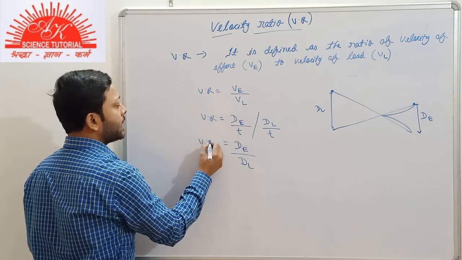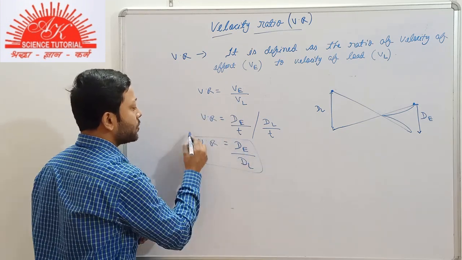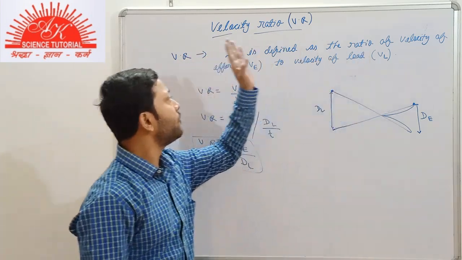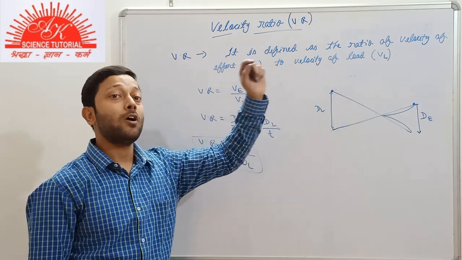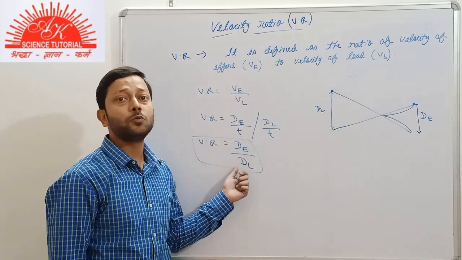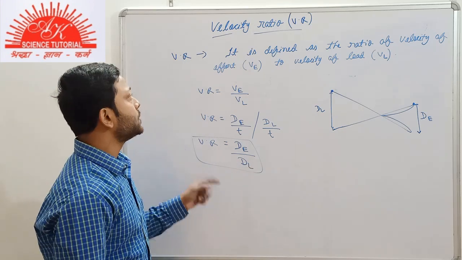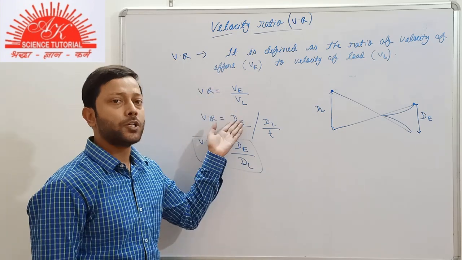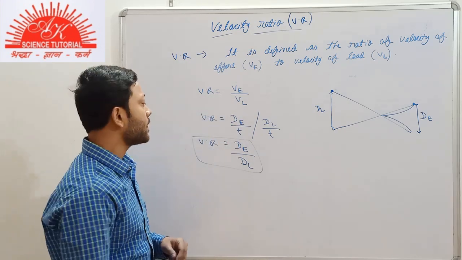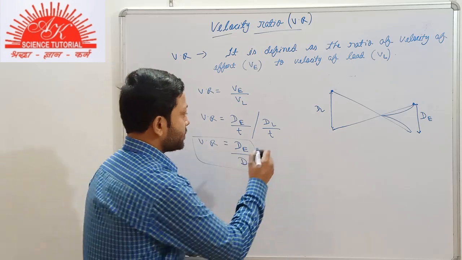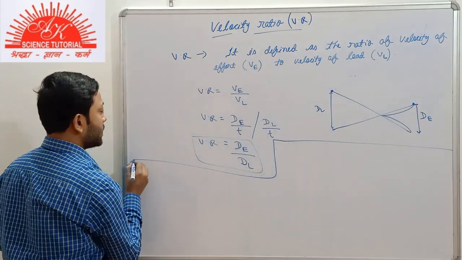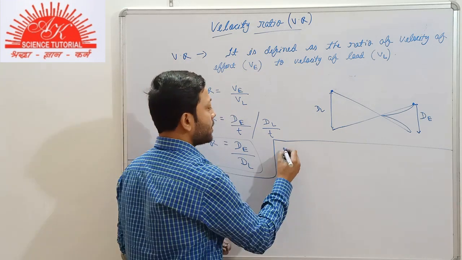So VR can also be defined as this ratio. VR can be defined as the ratio of velocity of effort to the velocity of load, or it can also be defined as the ratio of displacement of effort to the displacement of load. As you can see, this is a pure ratio. This is the ratio between velocities, so it has no units. Now, we will discuss some cases for it.